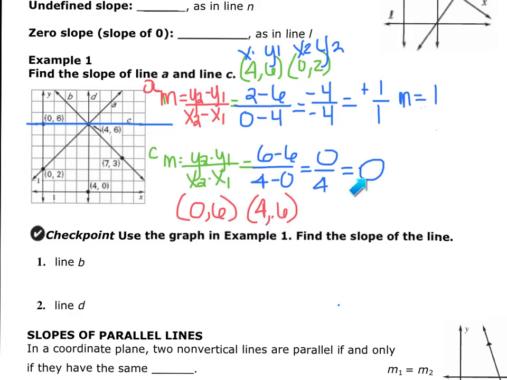Slope is 0. Now why don't you try to find the slope of line B up here in the picture, and of line D, which is this line right here. Try to find those and then come back and we'll check it.